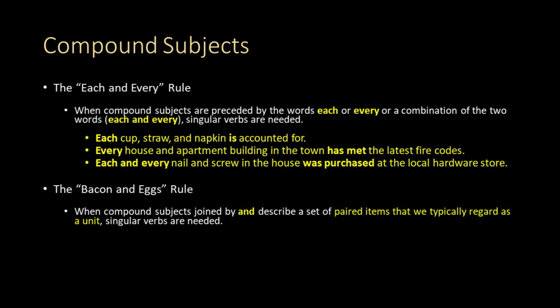Another exception occurs when a compound subject joined by and describes a set of paired items that we typically regard as a unit. These include bacon and eggs, breaking and entering, ham and cheese, lox and bagels, peanut butter and jelly, beans and rice, mortar and pestle, at least sometimes, bricks and mortar, and rod and reel, at least sometimes. All such constructions may be regarded as singular nouns, and when they are subjects of clauses, they take singular verbs.